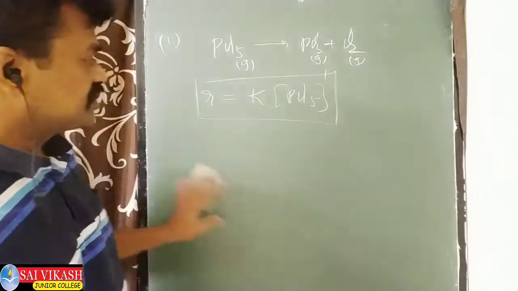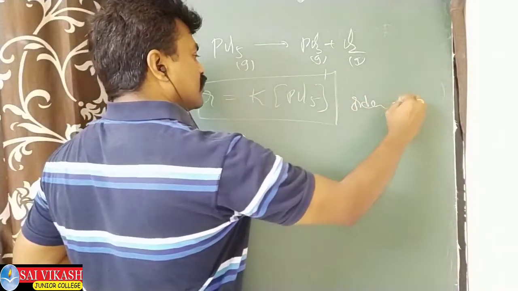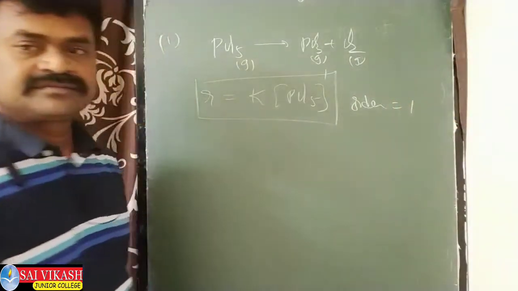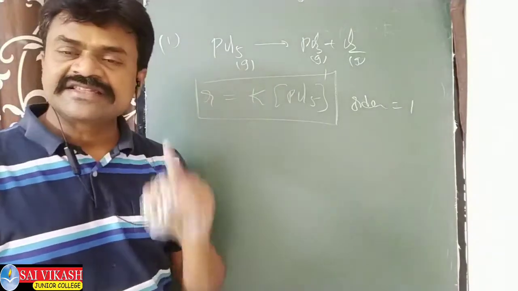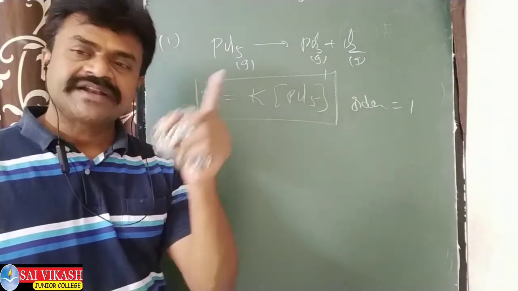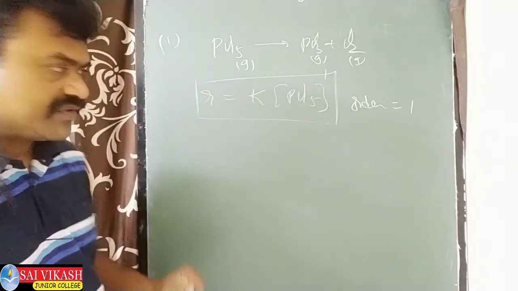Okay, you got the rate equation here, and we got the order. The order of reaction is how much now? The order of reaction is 1. Here the important thing is K. K is known as the first order rate constant.